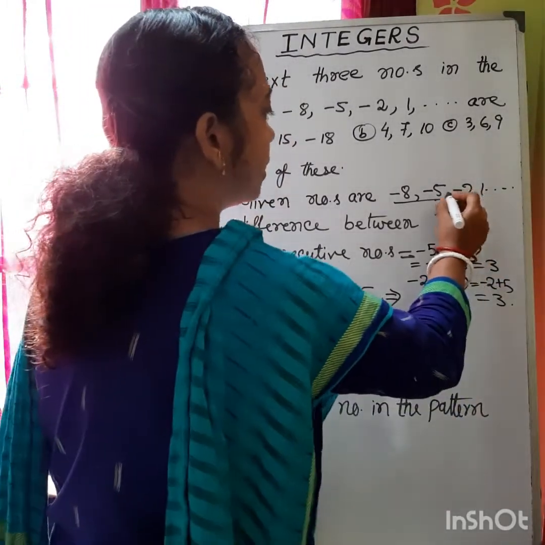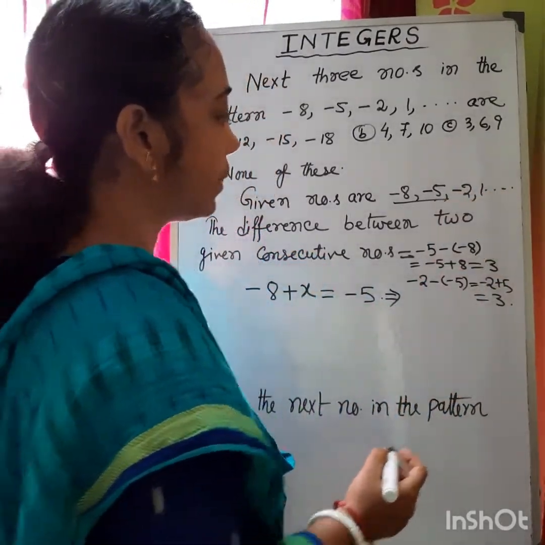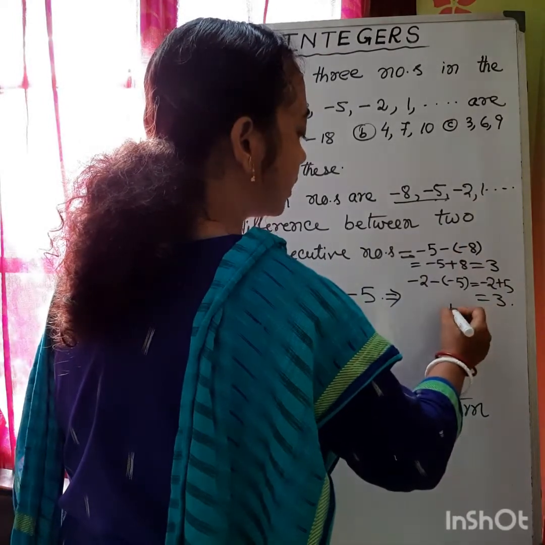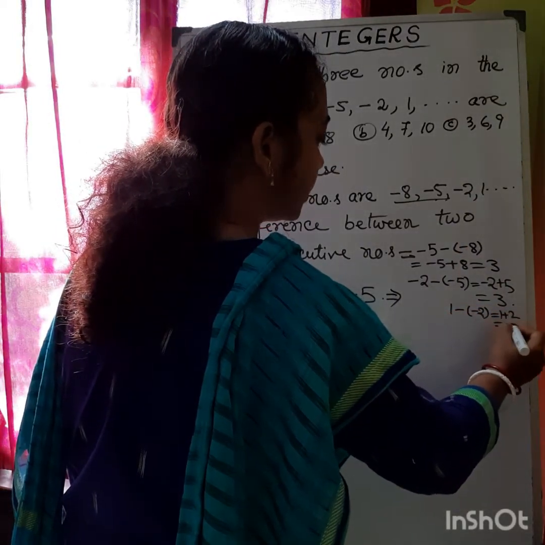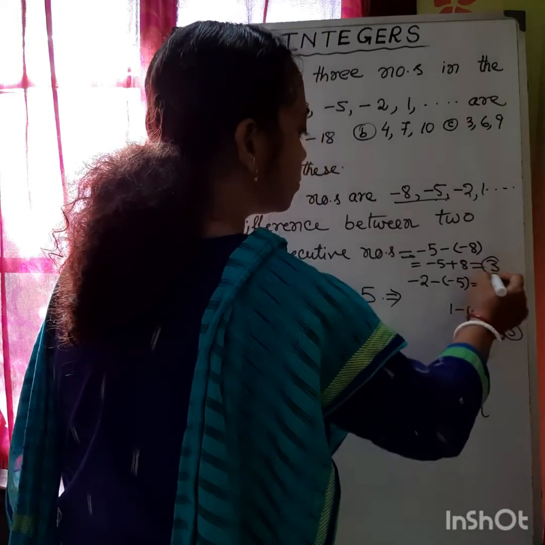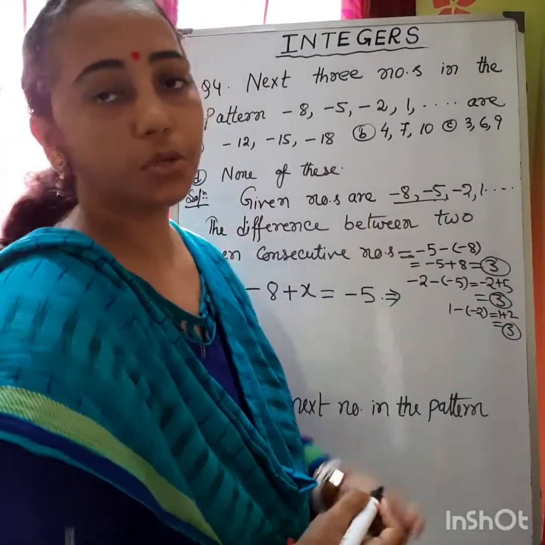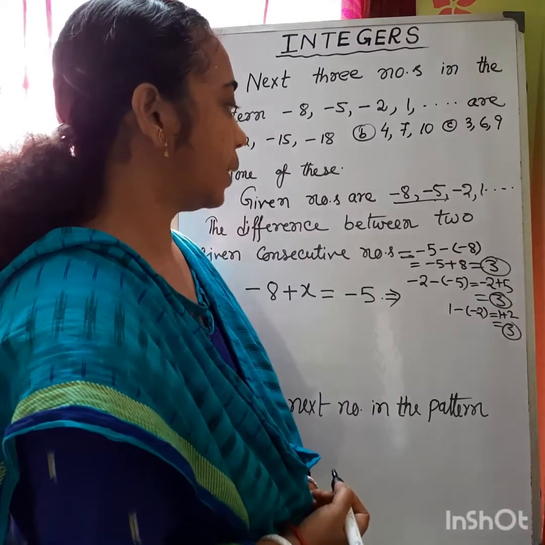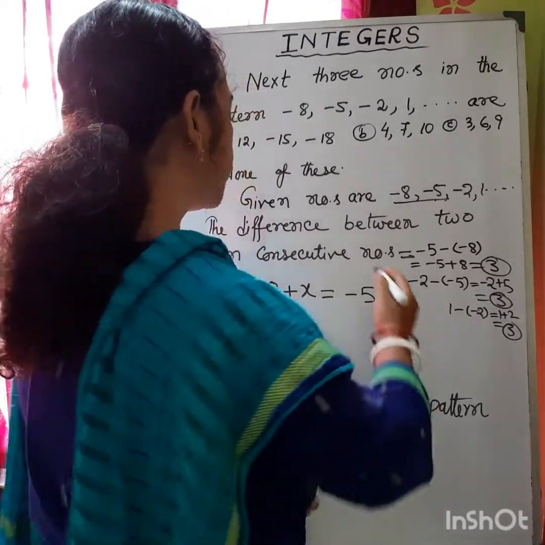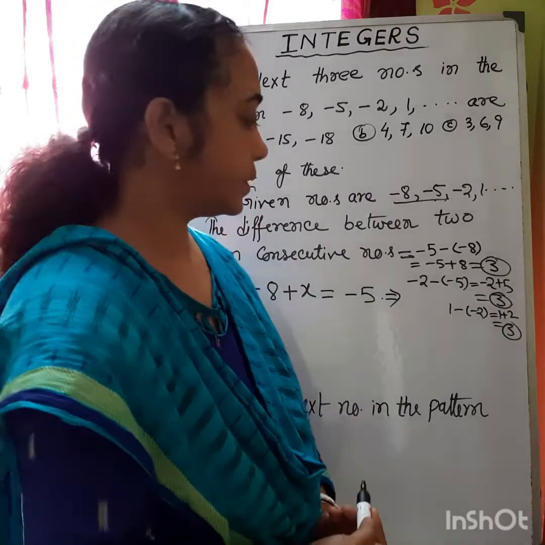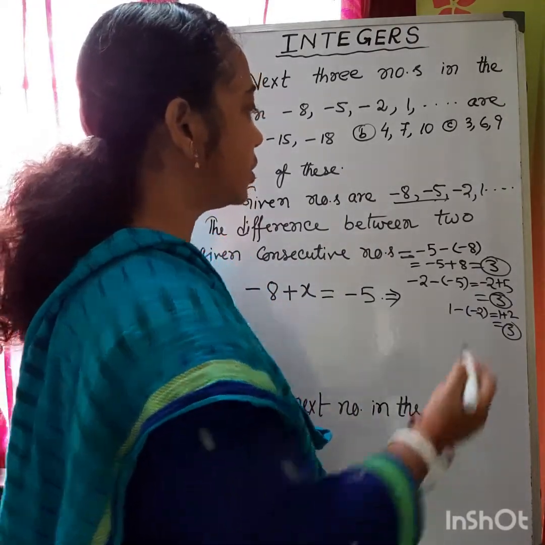And also for the last two numbers, that is minus 2 and 1, that is 1 minus minus 2, it is also 1 plus 2, that is 3. So all the differences between the two given consecutive numbers are the same, that is 3. So the difference between the two given consecutive numbers is 3, which is the same in all the cases.